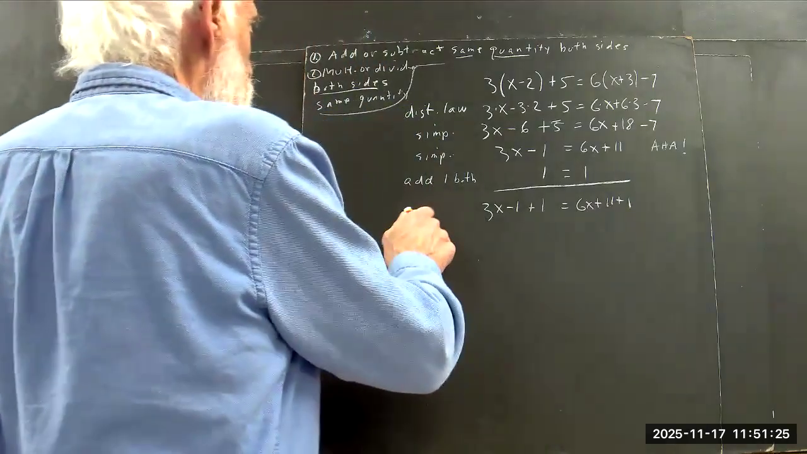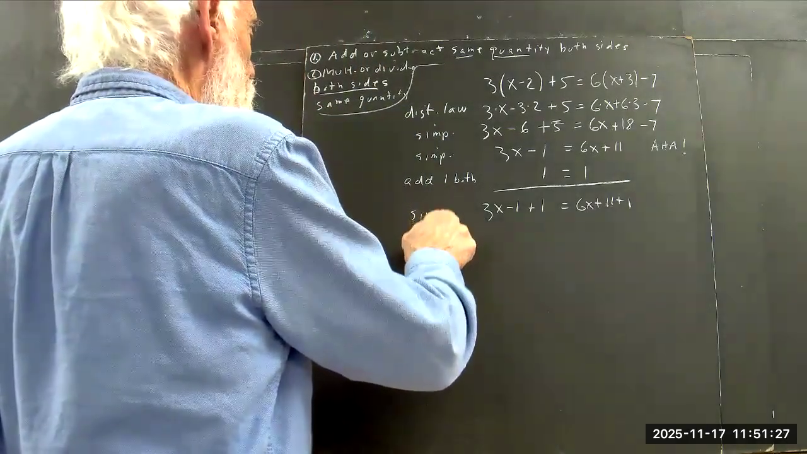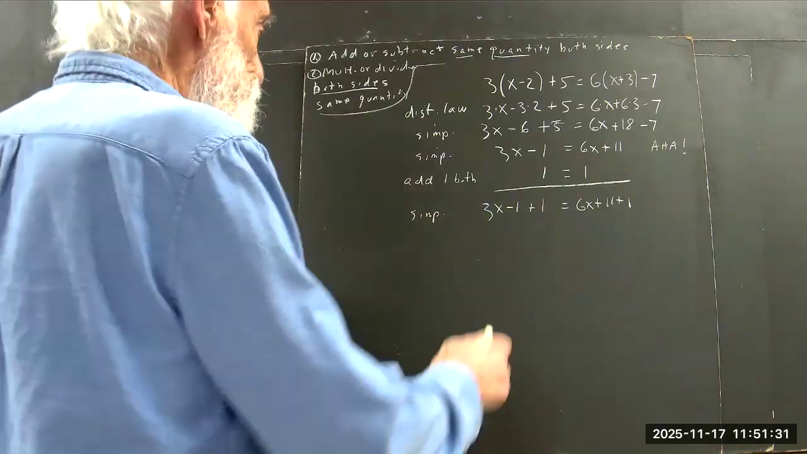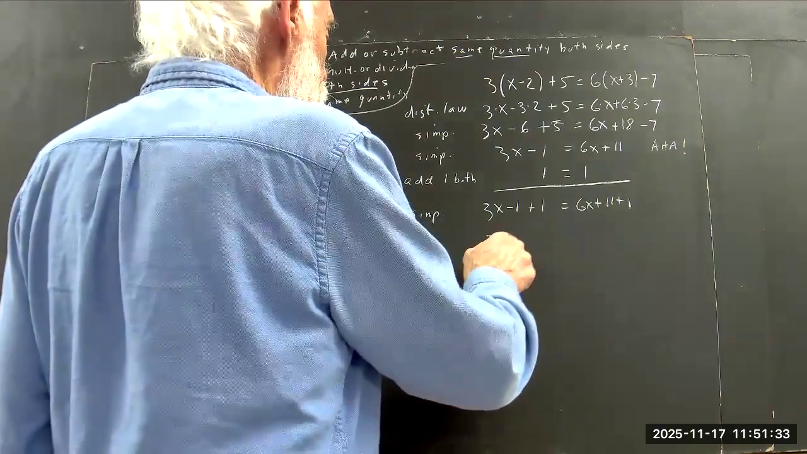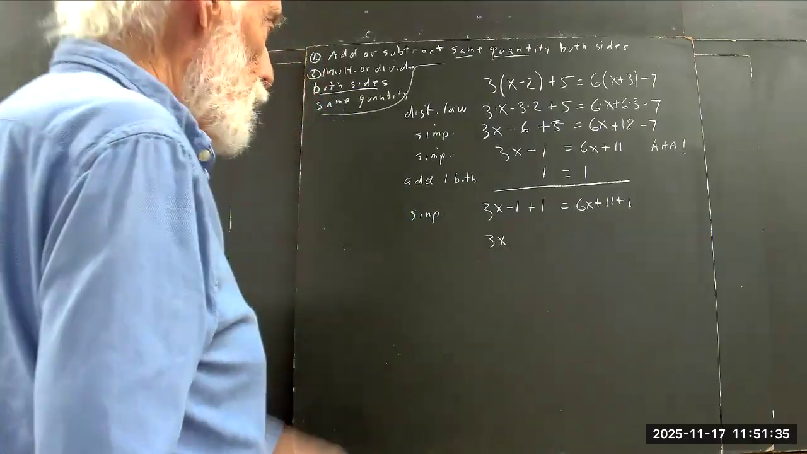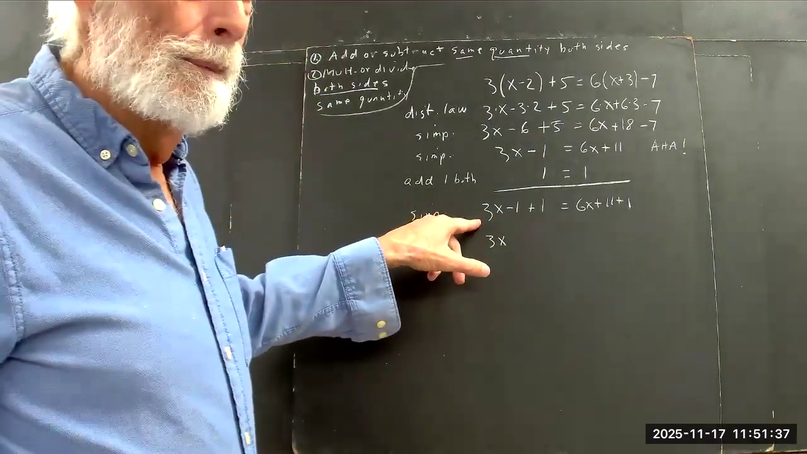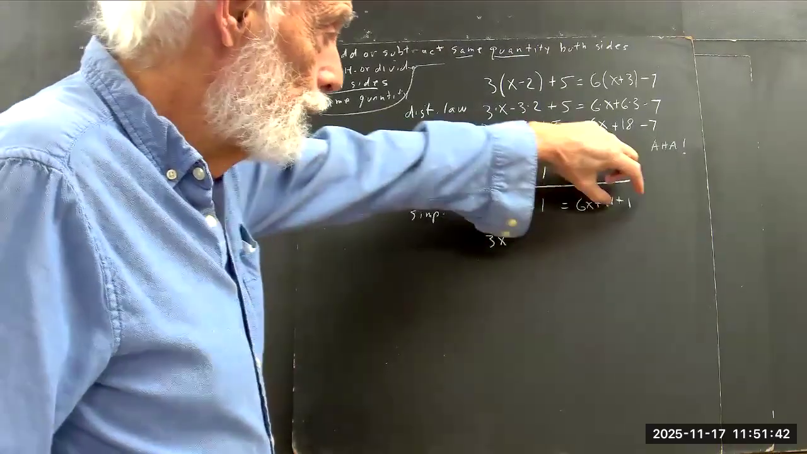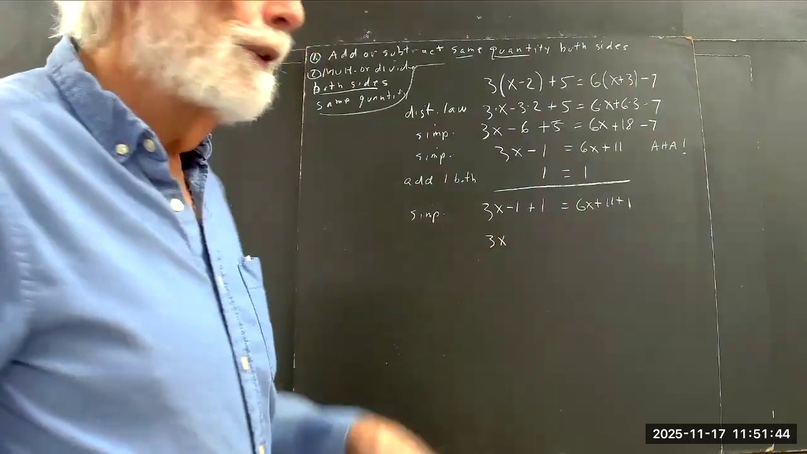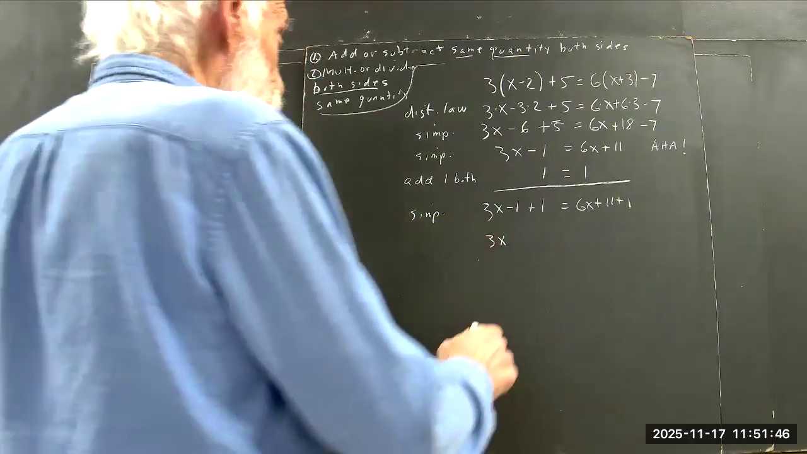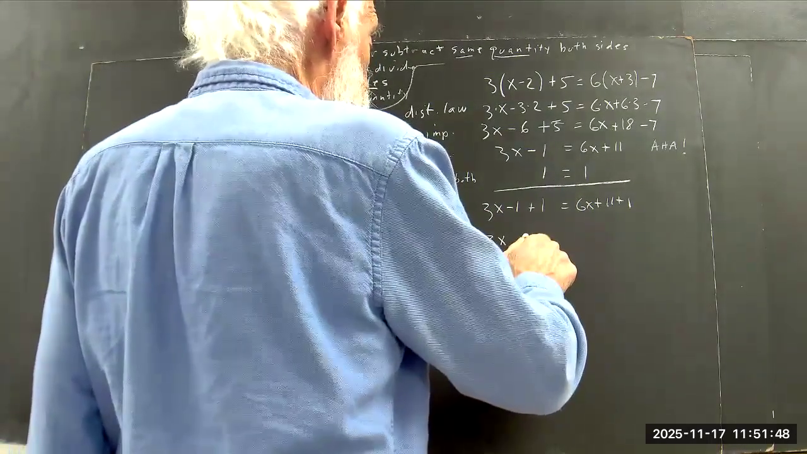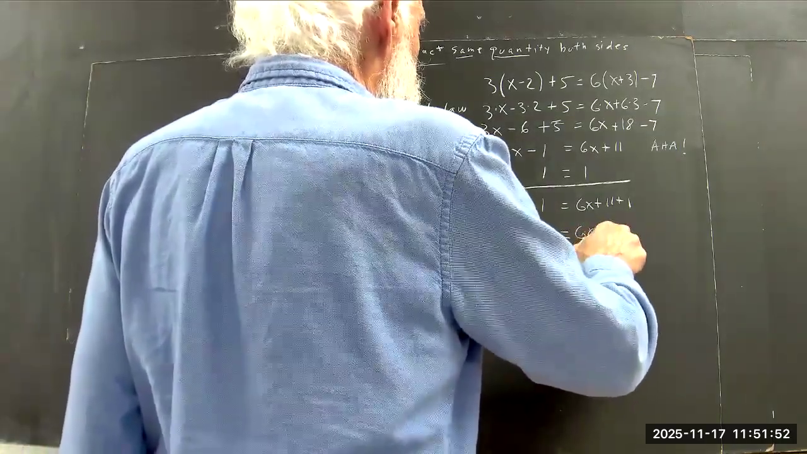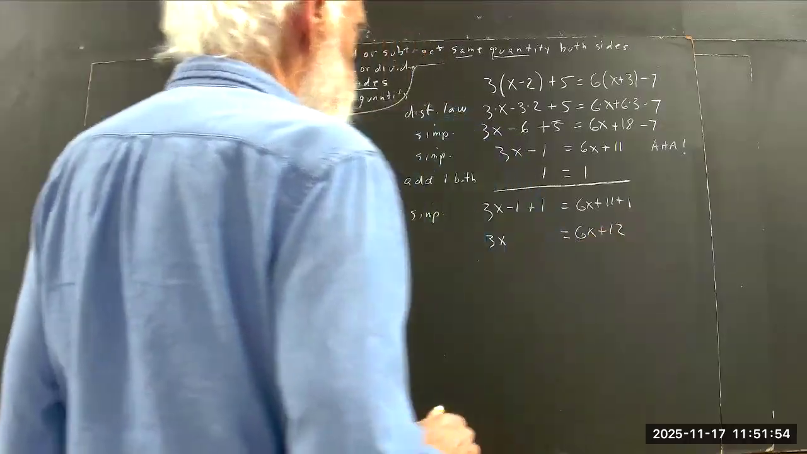Okay, well, what do we do here? We simplify, just do the arithmetic. Now, I think everybody knows that you don't subtract the 1 from the 3 here. Make sure you're adding numbers to numbers and variable quantities to variable quantities. Like terms to like terms. So we get 3x equals 6x plus 12.